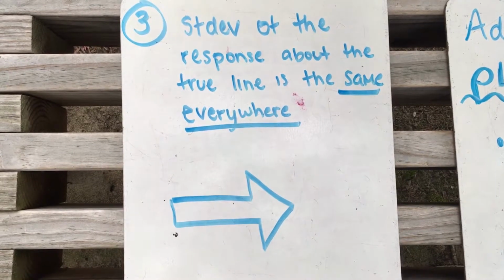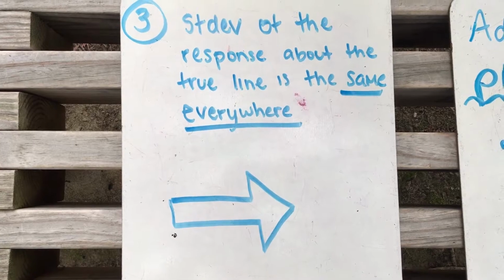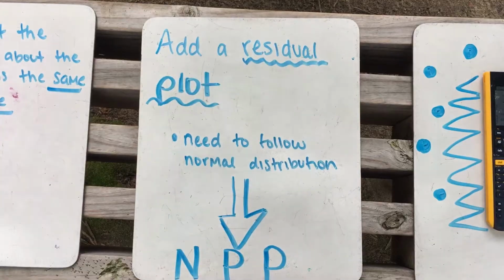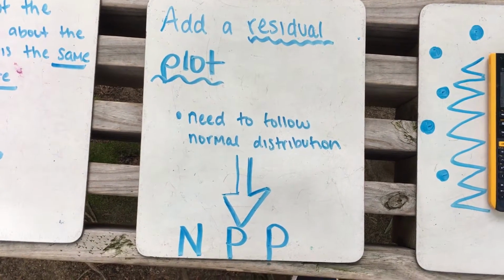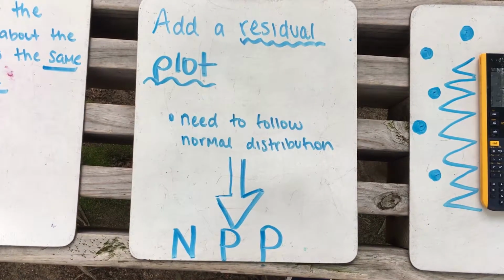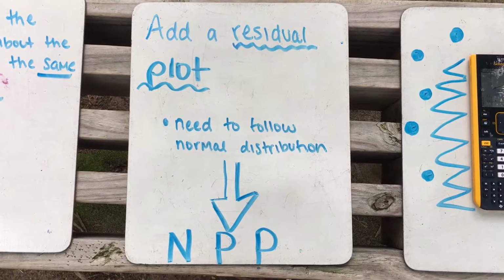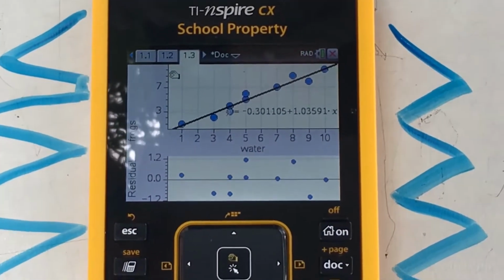The third condition when performing a linear regression inference procedure is that the standard deviation of the response about the true line is the same everywhere. To do this, add a residual plot. Once you've done so, you need to see if the residual plot follows a normal distribution pattern. Access now the normal probability plot. This is your residual plot.